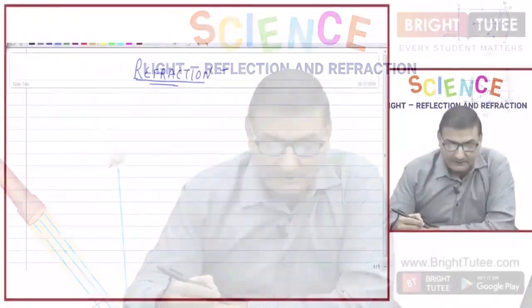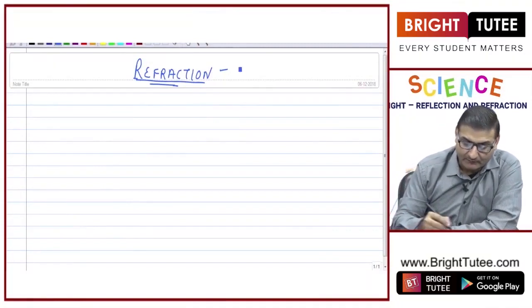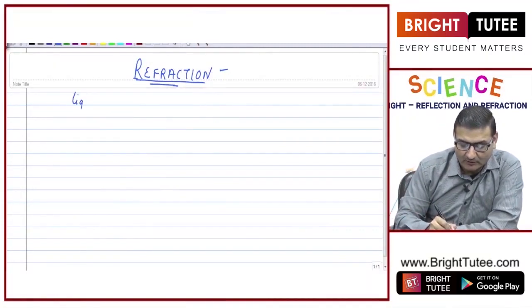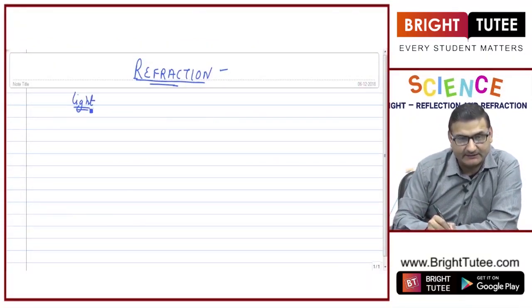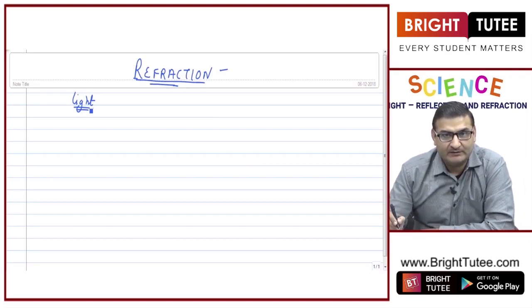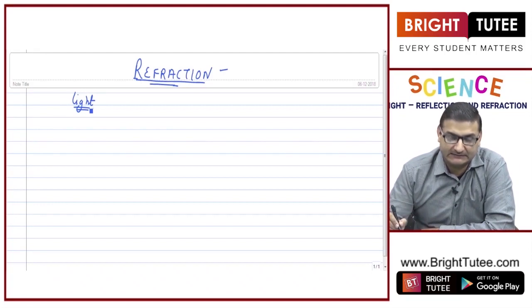Hello dear students, today we will be studying about refraction of light. In the previous topics you have discussed and learnt about reflection of light, but we will be considering refraction. Fine. Now, refraction of light. We know that light always travels in a straight line. This property of light is known as linear propagation of light.